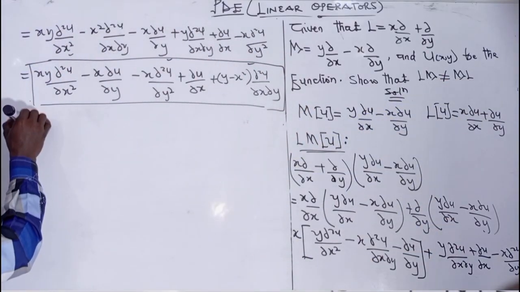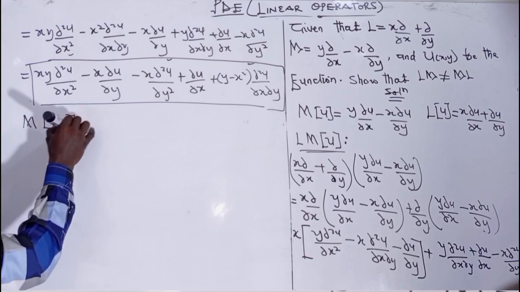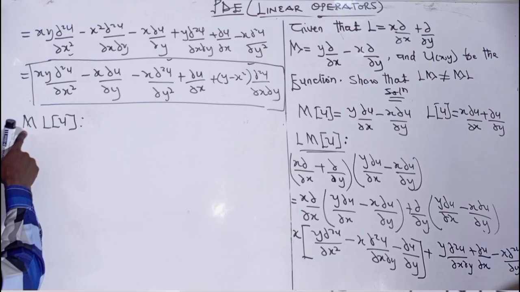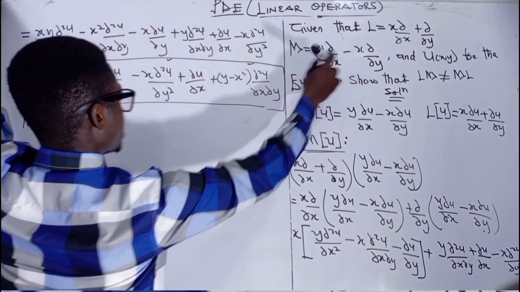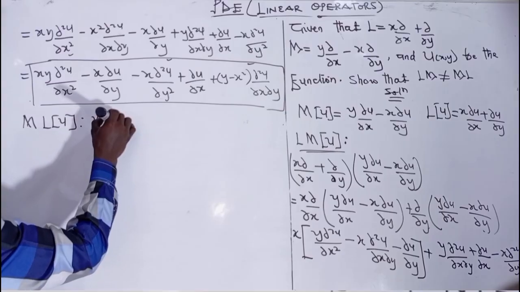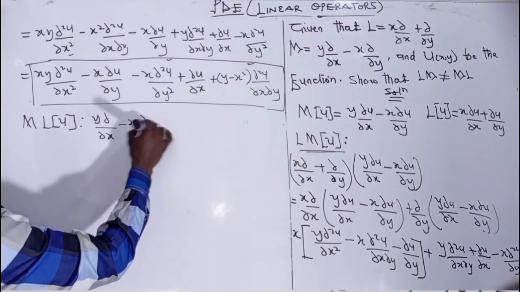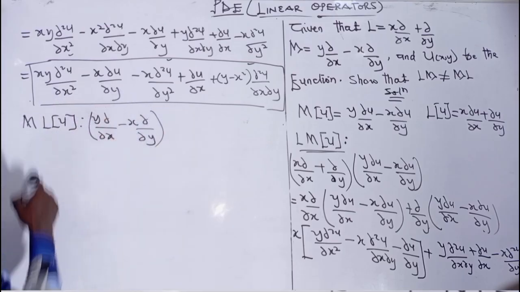Now once we are done, we are going to move on to MLU. MLU, M operating on LU. So M, where is our operator? Our operator is what? y ∂/∂x. So we have y ∂/∂x minus x ∂/∂y, operating on LU. Where is LU?